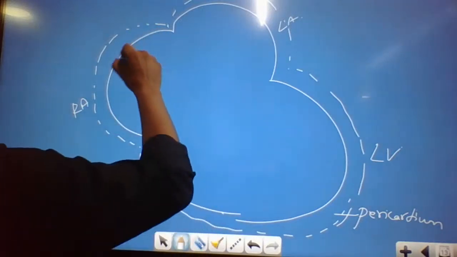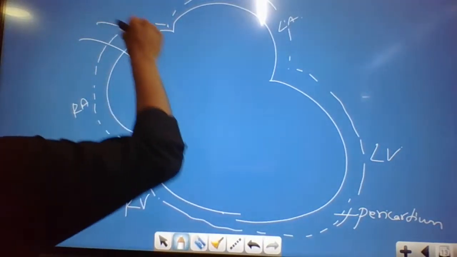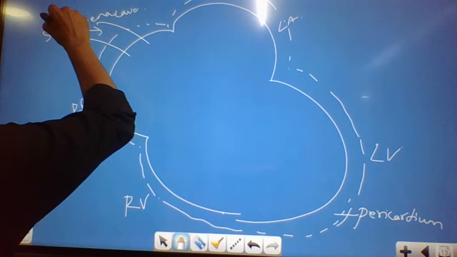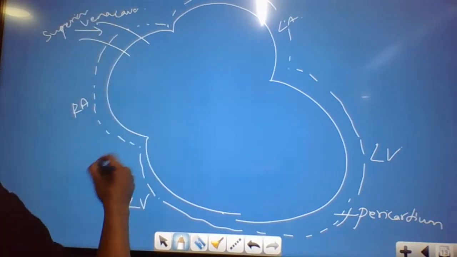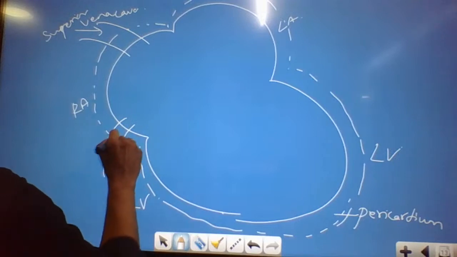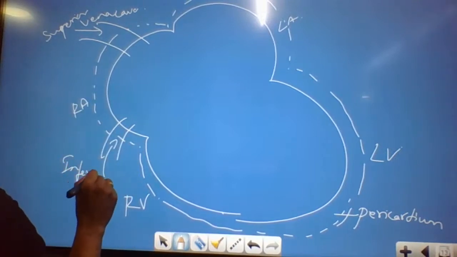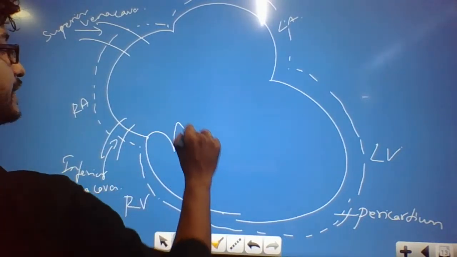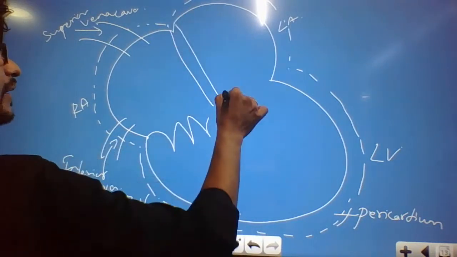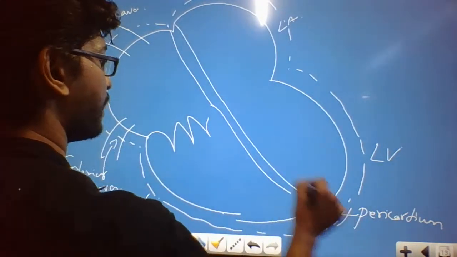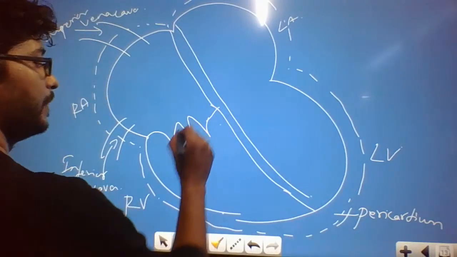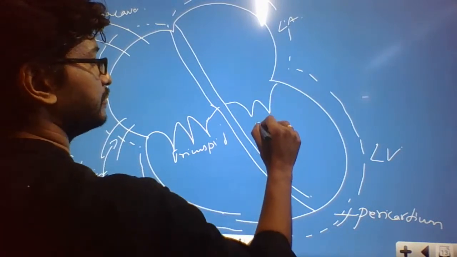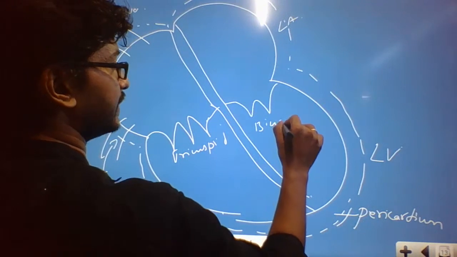Now this is the place where you could see the superior and inferior vena cava. This is the vena cava. This is superior, and here you could see the inferior vena cava. Here is the atrial septum, the ventricular septum. This is tricuspid, and here you could see this is bicuspid.